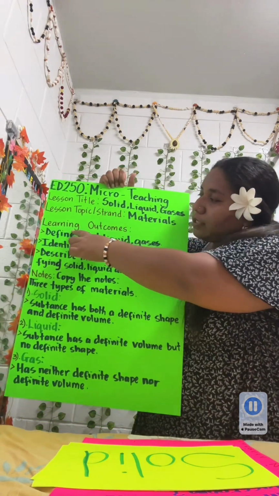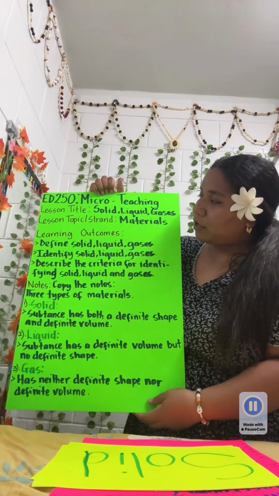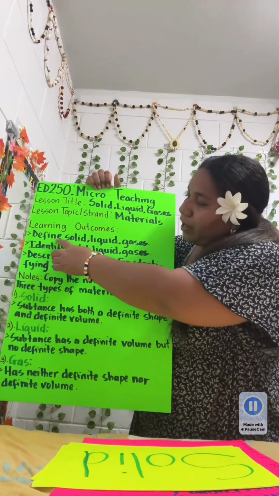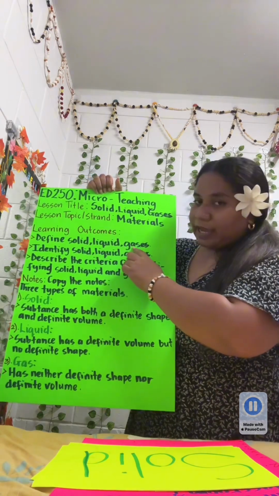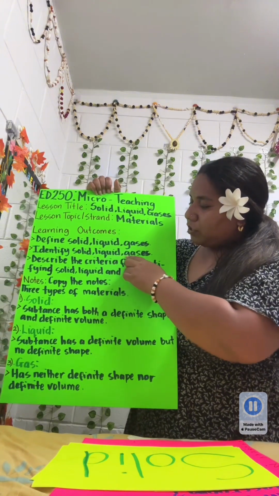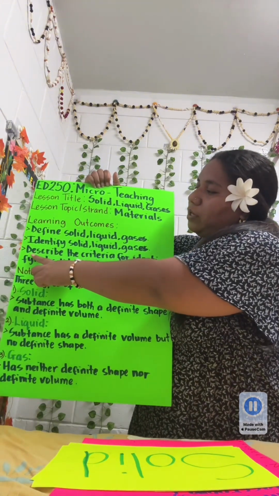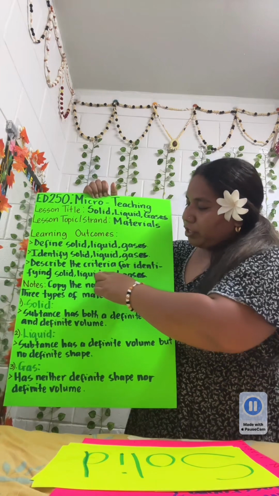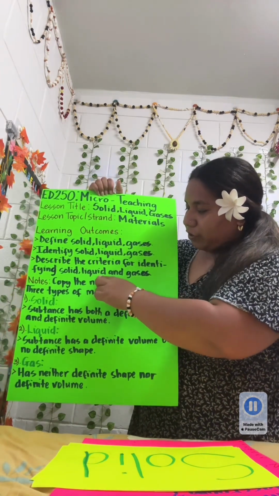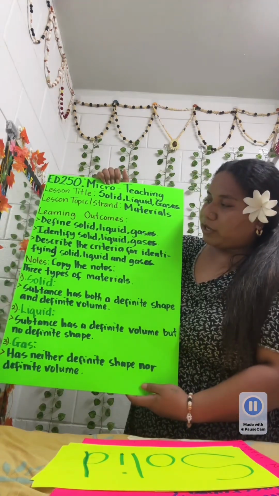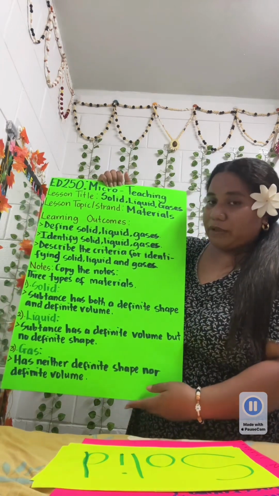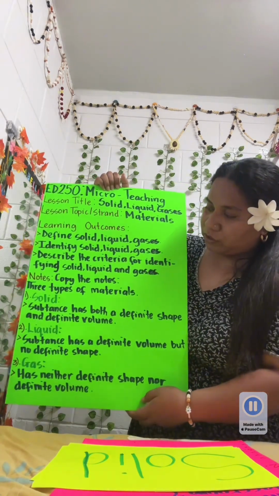Coming on to our learning outcomes, there are three important learning outcomes. First, define solid, liquid, and gas. The second one, identify solid, liquid, and gas. And the last one is describe the criteria for identifying solid, liquid, and gas. Okay class, it is important for you to copy the notes.